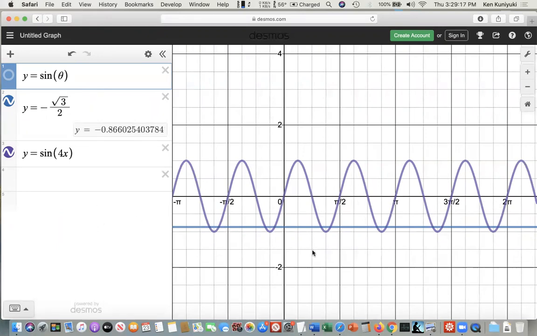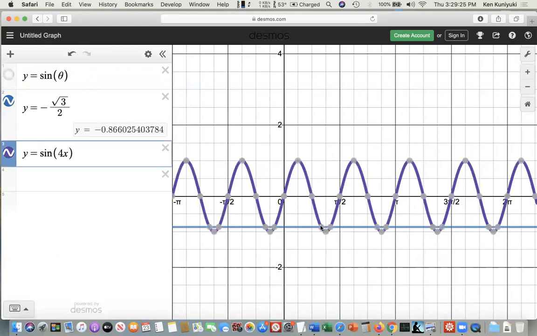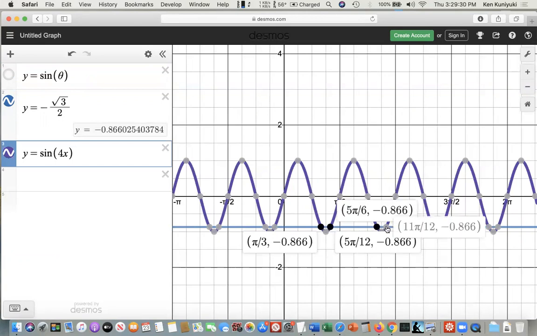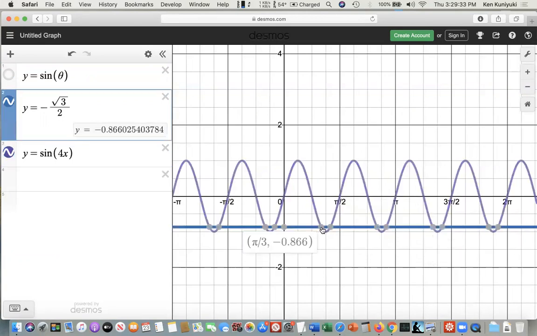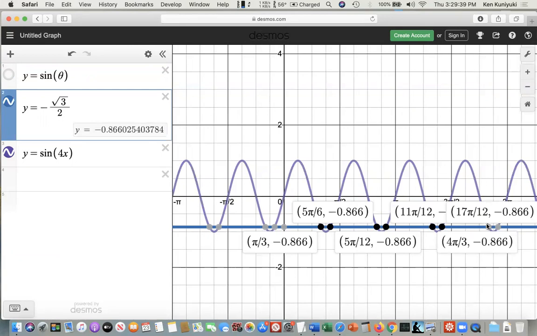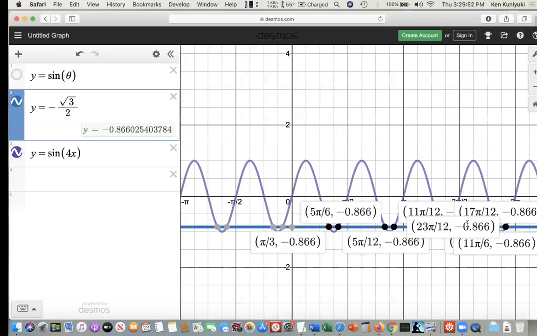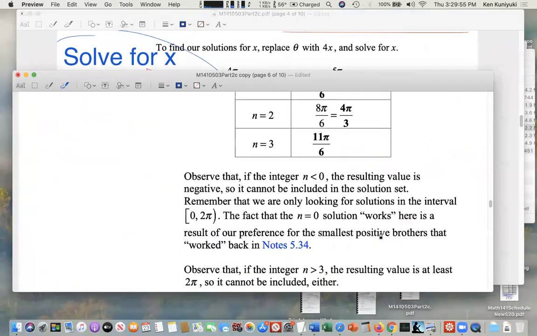So then we don't get 2 solutions between 0 and 2 pi like we did for theta. We get 4 times as many. We get 8 solutions. And where are they? At pi over 3, 5 pi over 12, and so forth. We get these 8 solution values for x, from pi over 3 all the way up to 23 pi over 12. These 8 x coordinates for these 8 intersection points between x equals 0 and x equals 2 pi. And these 8 solutions are the ones that form our ultimate solution set over here.